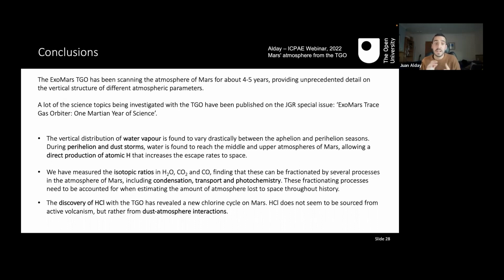And finally, the TGO discovered a new molecule in the atmosphere of Mars, hydrogen chloride, and I think that's very exciting, and it reveals a new chlorine cycle on Mars. The source of this chlorine appears not to be volcanism, but rather some dust-atmosphere interactions. But this is a topic that is under investigation now, and I think that it's a very exciting topic to study. And I will leave it here.